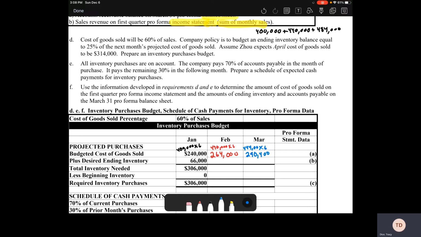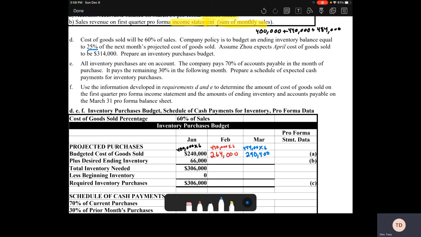So then we have to look at the company policy, which is to budget an ending inventory balance equal to 25% of the next month's projected cost of goods sold. So what we're saying is that we want to make sure we have enough to cover the first part of the next month before we've actually made anything or purchased any inventory.